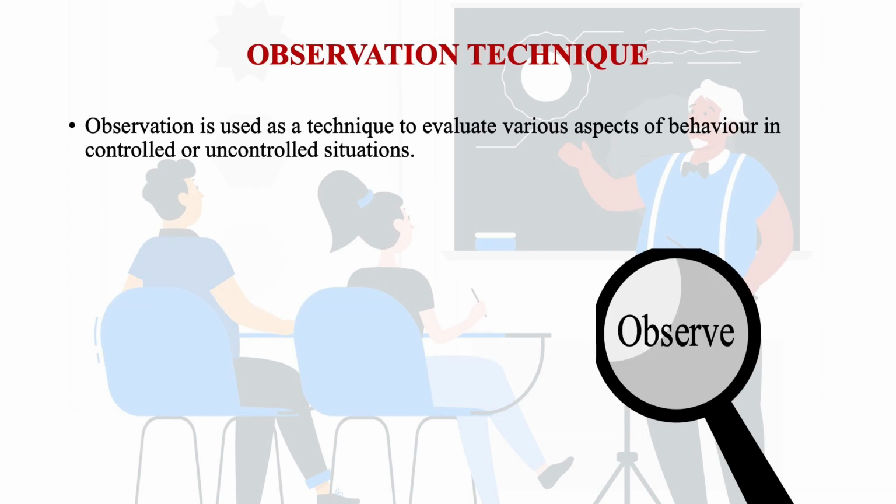Then comes the observation technique. This observation is used as a technique to evaluate various aspects of behavior in controlled or uncontrolled situations. There are two types of situations, and how we use observation as a technique in these situations is important. And in classrooms, as teachers, we may observe the learners without their knowing or understanding also. This observation is very important in the teaching learning process.